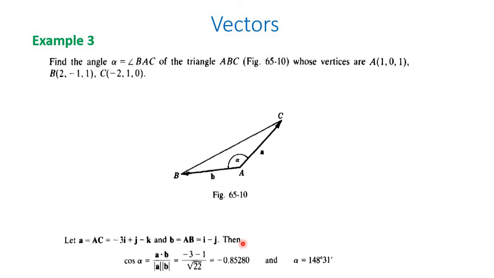So we have now determined the two vectors, and the rest is like the previous examples. We will just determine their dot product. Cos of alpha will be the dot product divided by the product of the magnitudes of AC and AB. The dot product is the multiplication of the respective quantities and then adding, so we get minus 3 minus 1, divided by root 22, the product of the magnitudes, and the resultant will be minus 0.85280. Alpha can be determined as cos inverse of this value, and that is 148 degrees and 31 minutes.